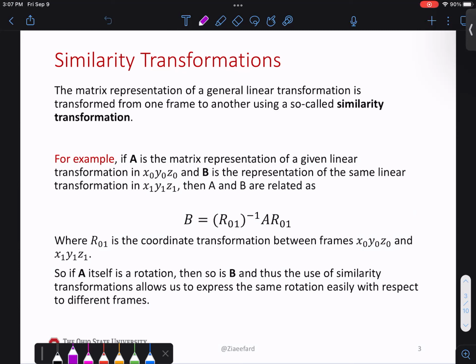So if A is a rotation matrix, this applies to all transformations, as long as it's a linear transformation. Now, if A is a rotation, B is also going to be a rotation, just from a different perspective. That's basically what it's saying.